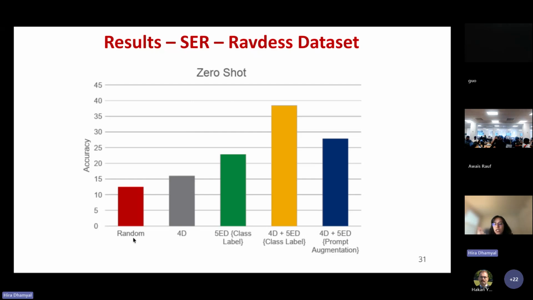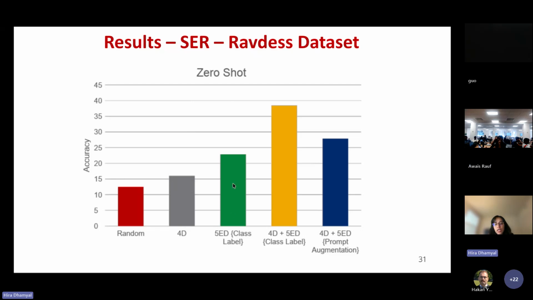Random performance is, given the distribution of the labels, how well you would do if you were to randomly select any label. 4D is the same as what I said earlier, which is you take the CLAP model as is, you do not fine tune it or anything. And so this is the accuracy that we are getting on it.